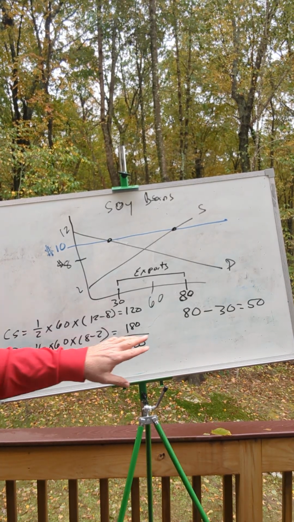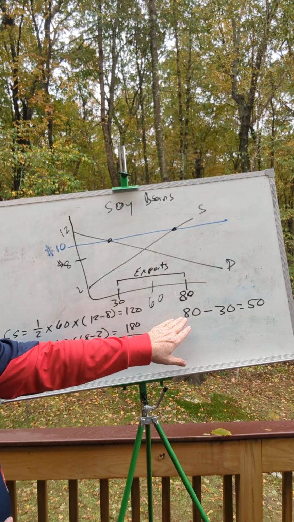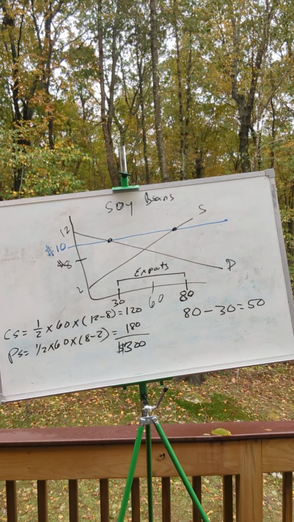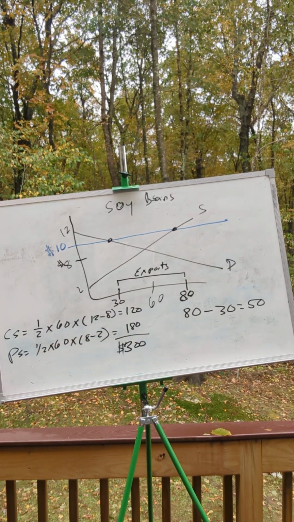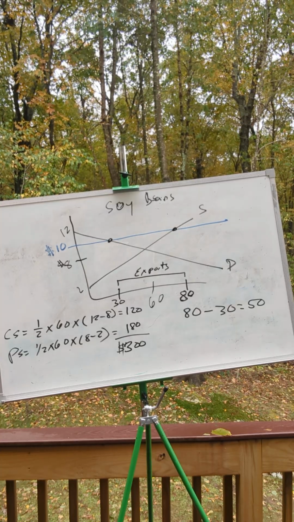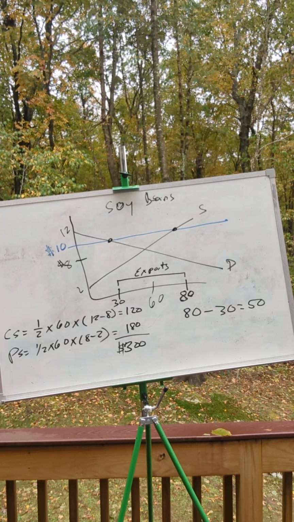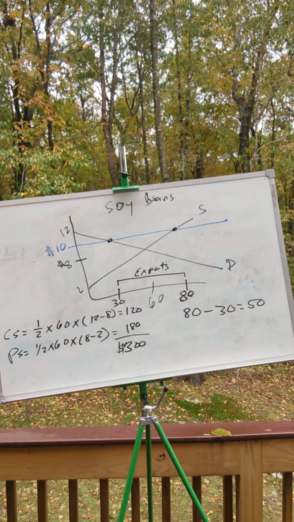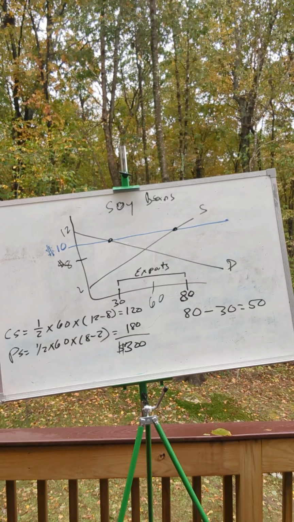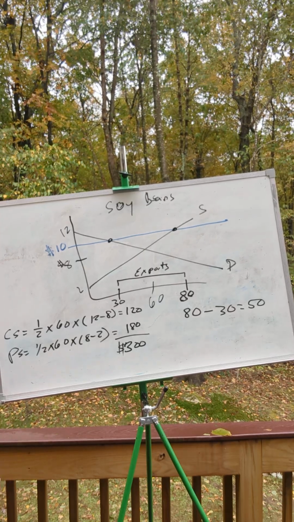Consumers are going to consume 30. Total production domestically would be 80. Or another way to put it, we're going to produce 80, and of the 80, 30 is going to be consumed domestically, 50 is going to be exported. Why is this a benefit to our society?